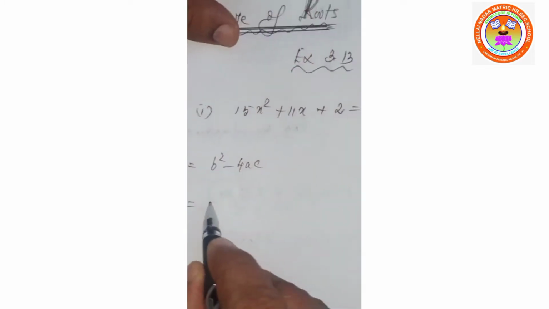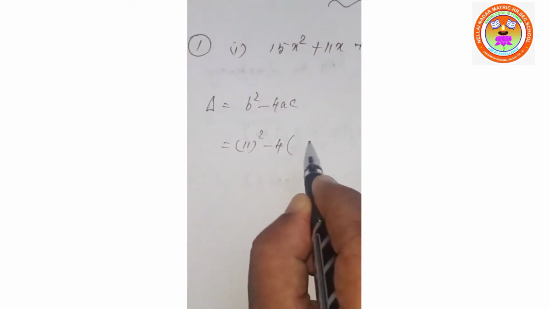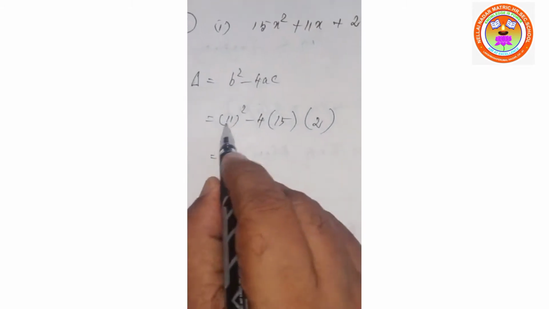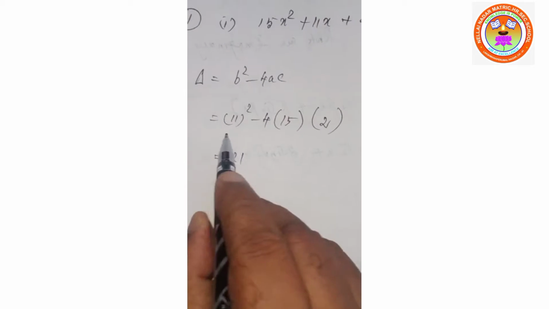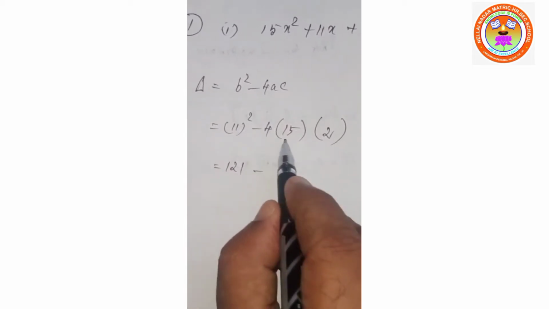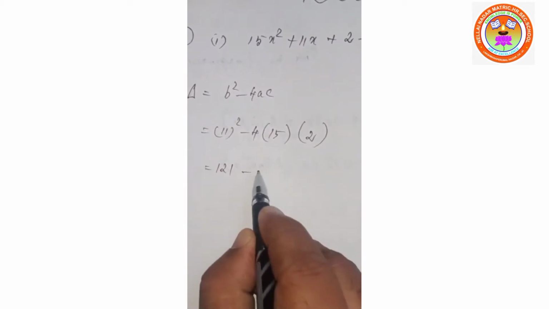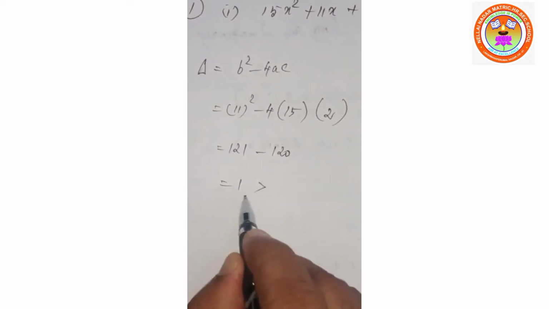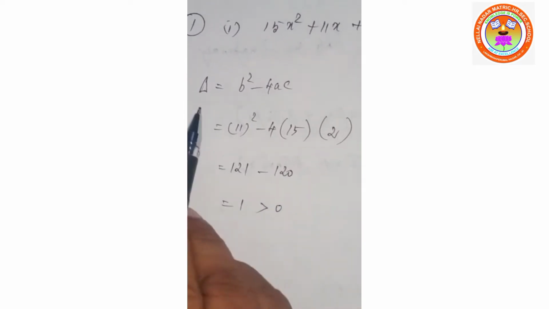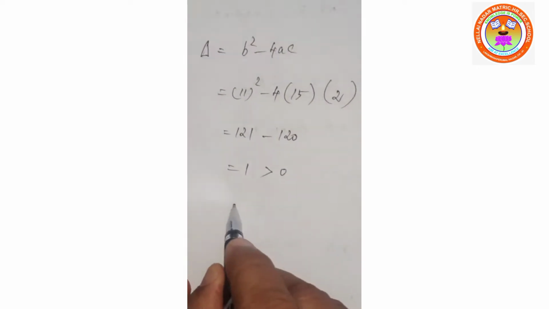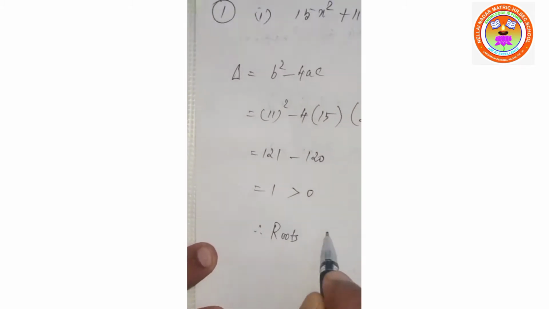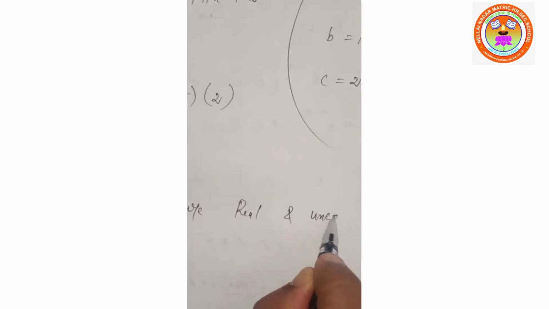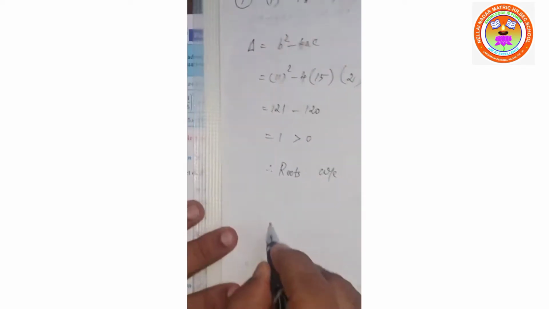Substitute here. b is 11, so 11 square, minus 4 into a into c. The a value is 15 and the c value is 2. 11 square is 121, 11 elevens are 121, minus 4 into 15, that is 60, 60 into 2 is 120. That is equal to 1. 1 is a positive number, greater than 0. Already I told you, if delta is positive, that is greater than 0, the roots are real and unequal. Subdivision number 1 is over.